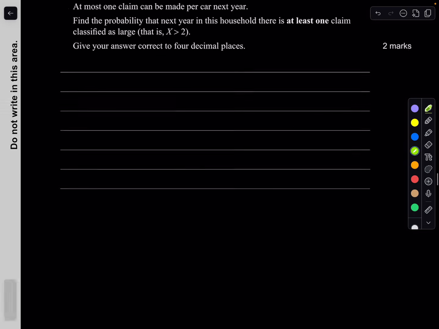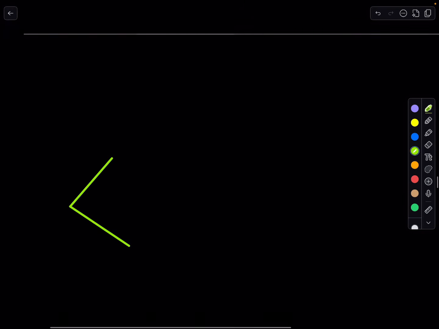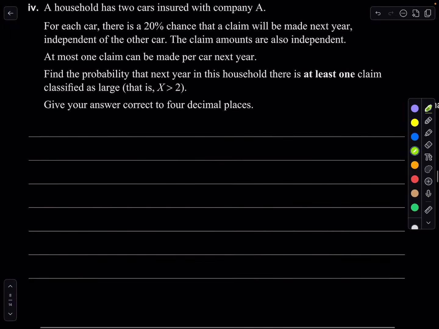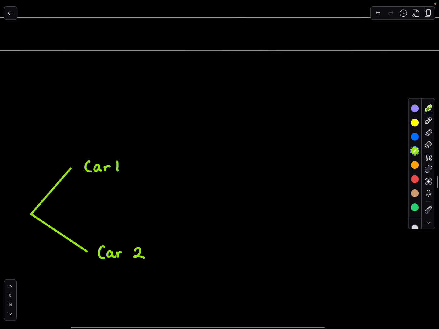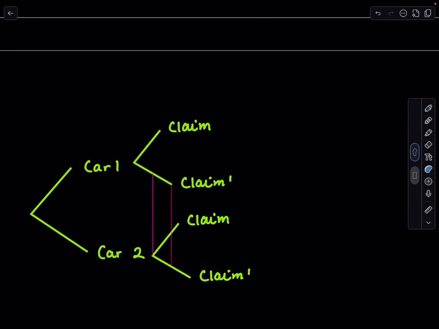So okay, we have 2 cars. So imagine we have, I'm going to draw 2 cars here. Let's consider that as car 1, car 2. And then they try to claim. So for example, when you claim, there are 2 possibilities. You can, of course, claim, and of course, you fail to claim, so claim not. And of course, the same with this over here. So let me just copy that and put it right there.